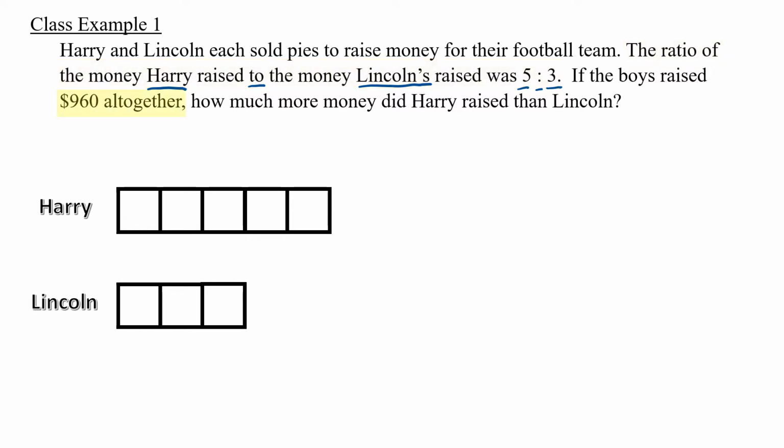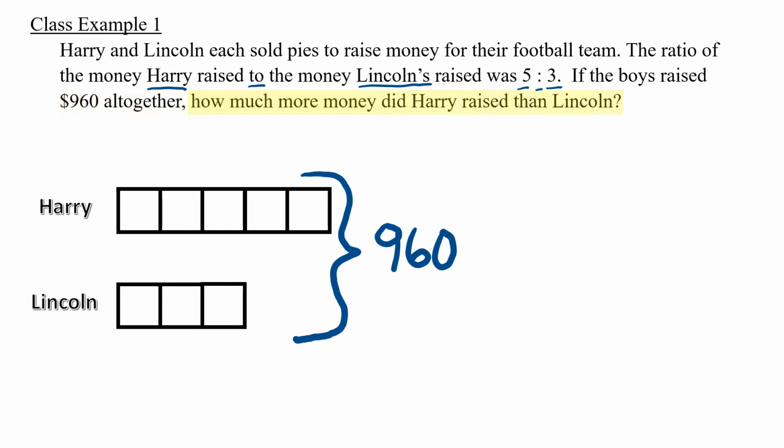So the next sentence says, if the boys raised $960 altogether, so that 960 is how much they both raised combined, then it says, how much more money did Harry raise than Lincoln? So read that carefully. It's asking how much more was Harry than Lincoln. Now, both Harry and Lincoln had at least 3 parts, but Harry has those extra 2. So that is what I'm going to be looking for. How much are those extra 2 units worth? Okay, how much more money did Harry raise than Lincoln?